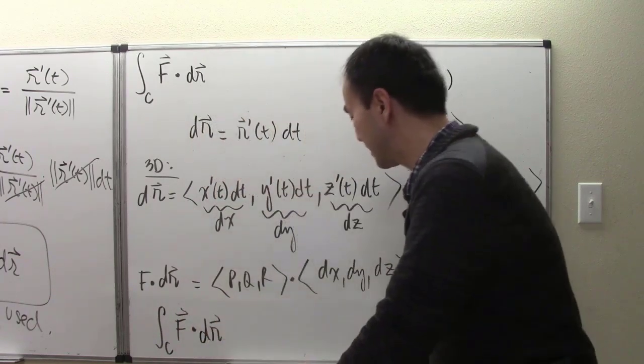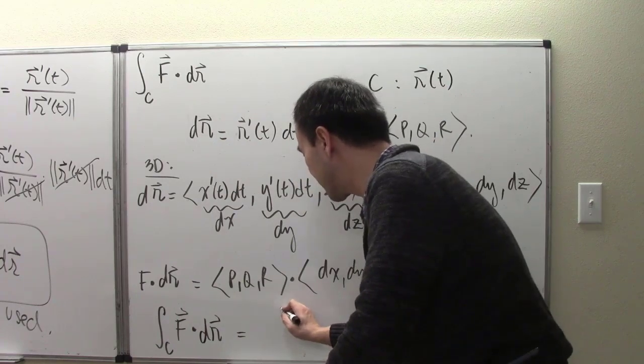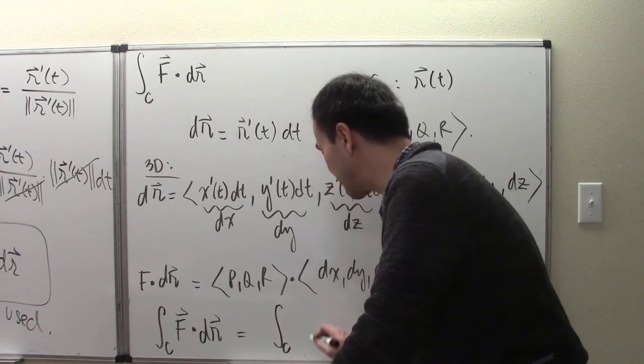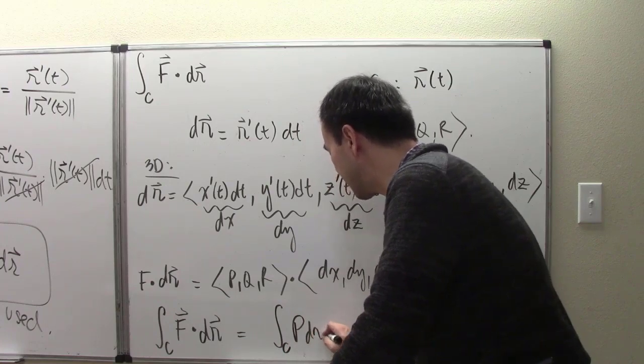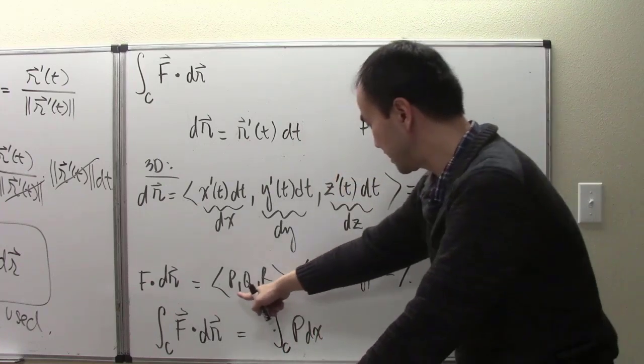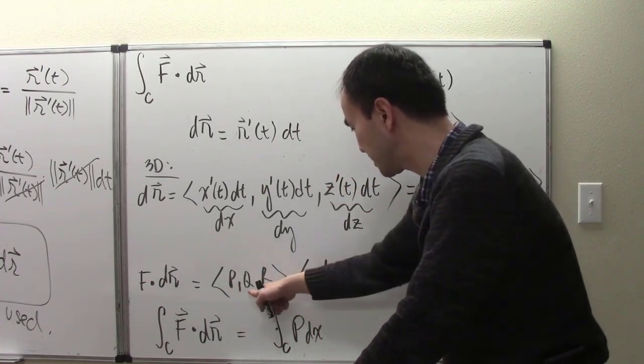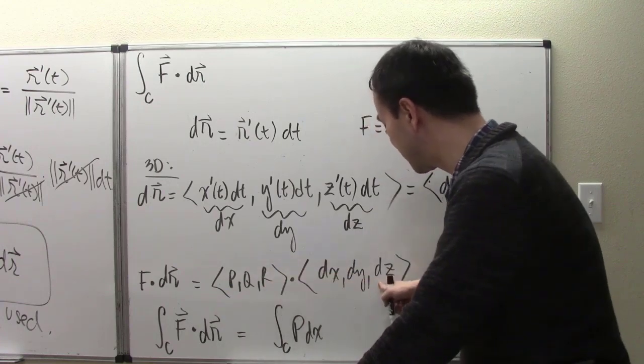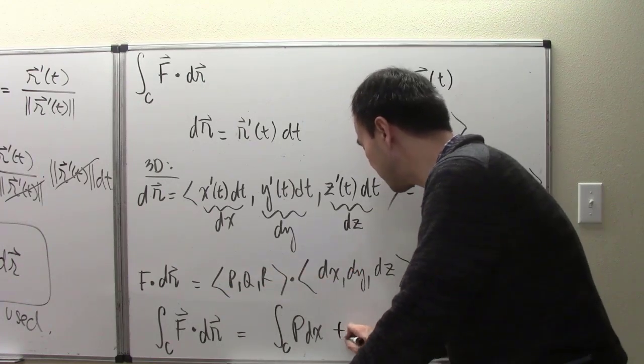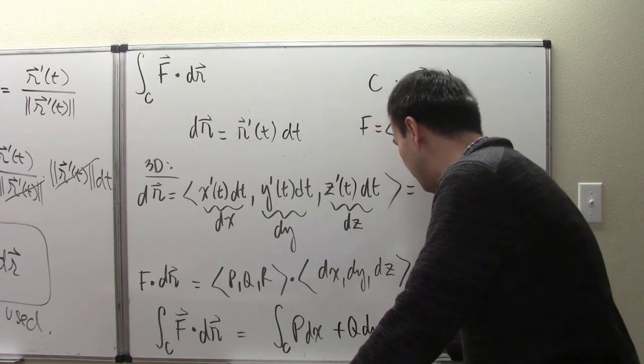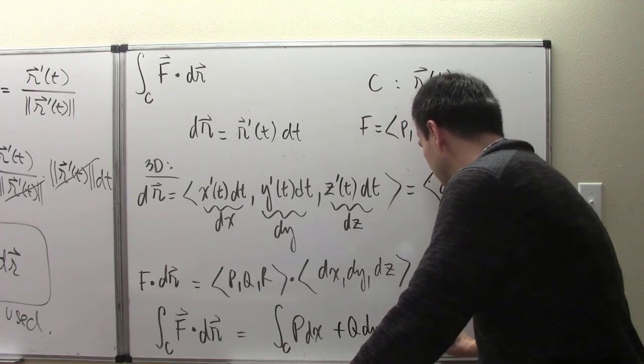Okay, that line integral can be expressed as a line integral along C of p dx, because the dot product here means p times dx, plus q times dy plus r times dz. So p dx plus q dy plus r dz right here.